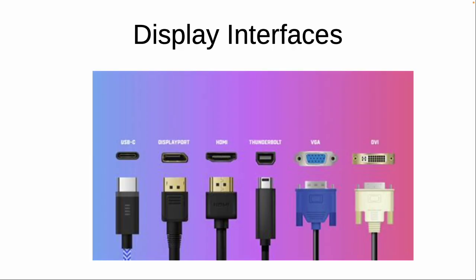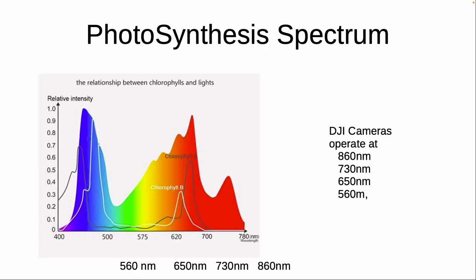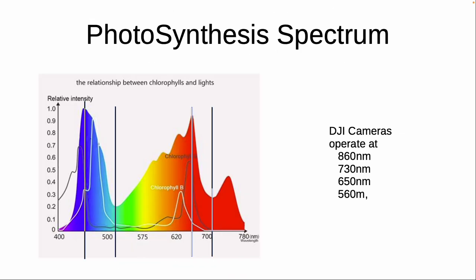There are a ton of different display interfaces to choose from, some more open than others. But let's take a look at a complete system. Here we have the DJI multispectral cameras. They're often used for looking at farms and fields, to see how strong the photosynthesis is. Photosynthesis is a very good mark of the health of a plant. So here you have the photosynthesis spectrum. And here you have the DJI nominal frequencies that they measure. As you can see, it's not aligned with the photosynthesis spectrum.